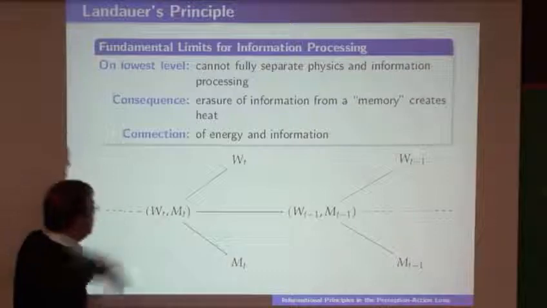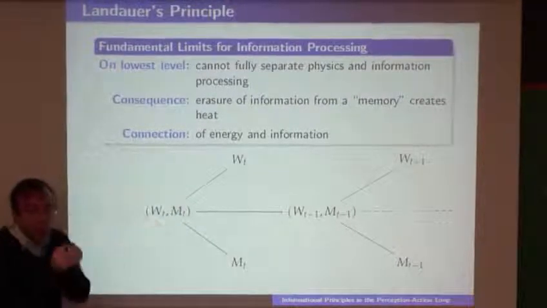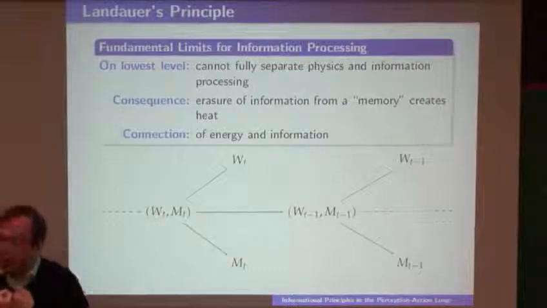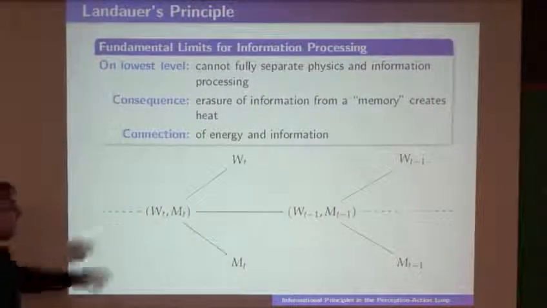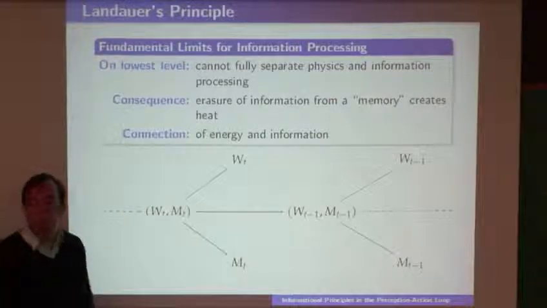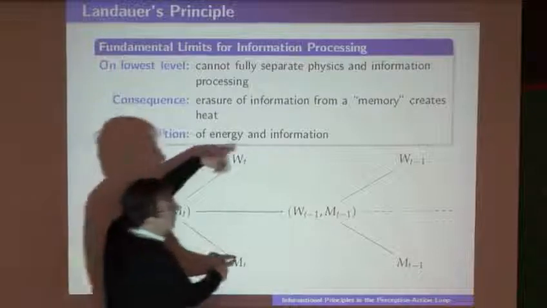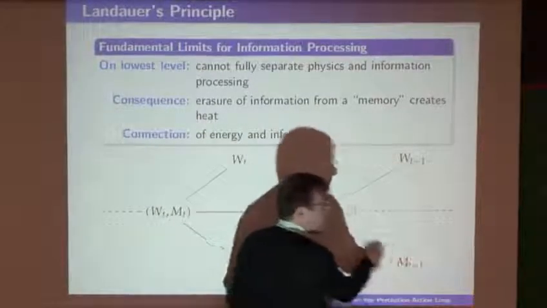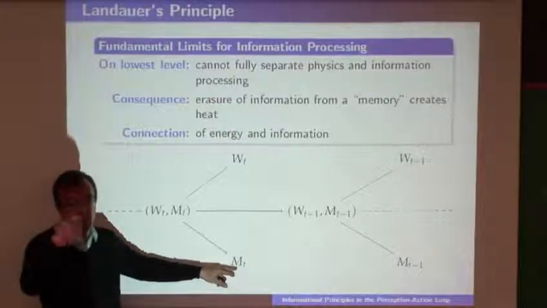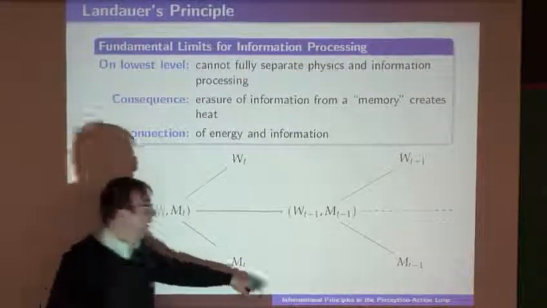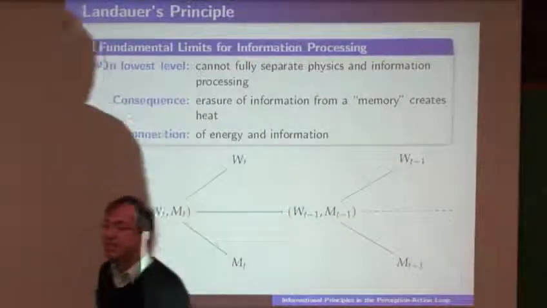You cannot separate the world from the memory. World and memory are essentially intertwined. And if I erase a bit in the memory, then this bit has to flow into the world and heats it up. So essentially, if I pretend they're separate, yes, then the world heats up and the memory, I have erased the bit. So here I had one bit of uncertainty. So it was 0, 1, and here it's guaranteed 0. So this uncertainty went into W, and that is expressed as heat.